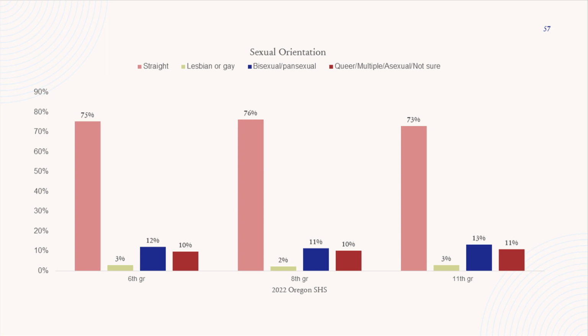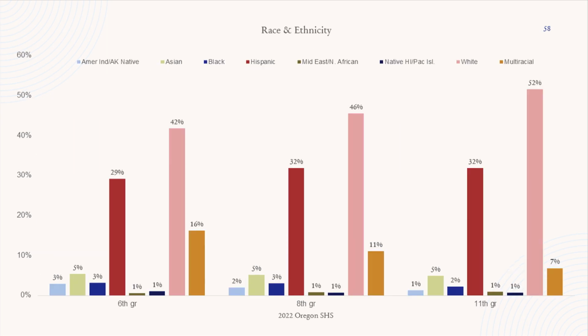For all grades, most youth identify as straight at more than 70%, followed by youth who identify as bisexual or pansexual. Across grades, the majority of youth identify as white, non-Hispanic, as indicated by the pink bar, followed by youth who identify as Hispanic, which is indicated by the red bar, and additional racial ethnic categories include American Indian, Alaska Native, Asian, Black, Middle Eastern, North African, Native Hawaiian, Pacific Islander, and also youth who reported multiple races and ethnicities.